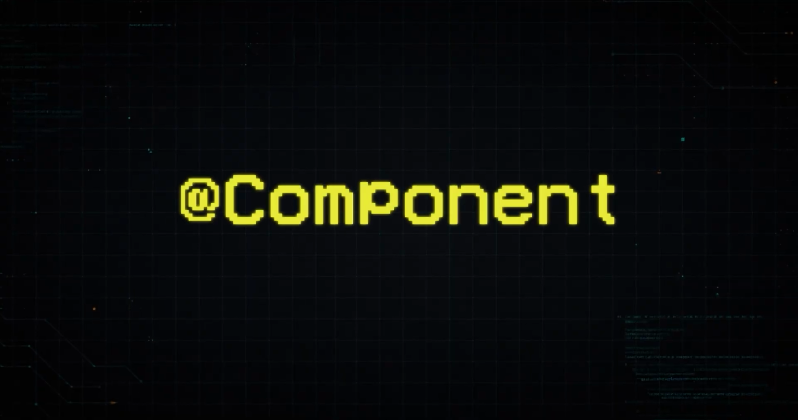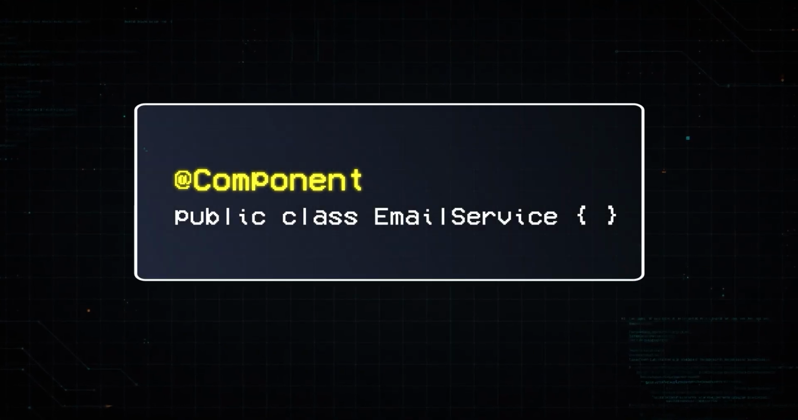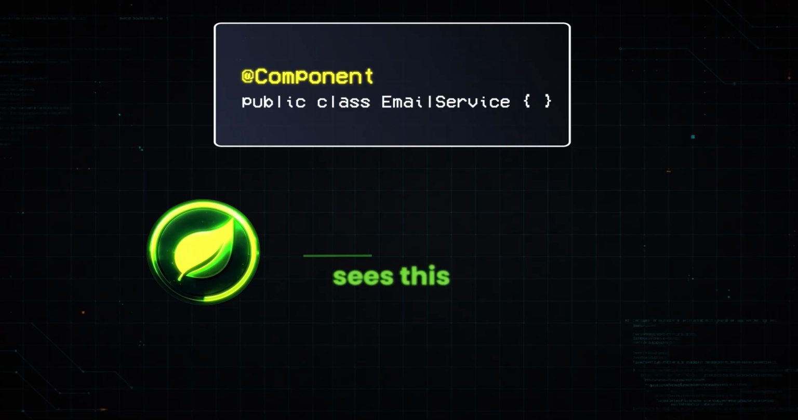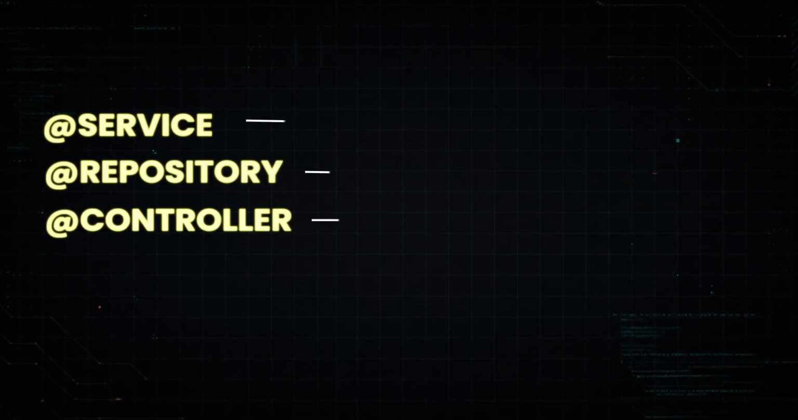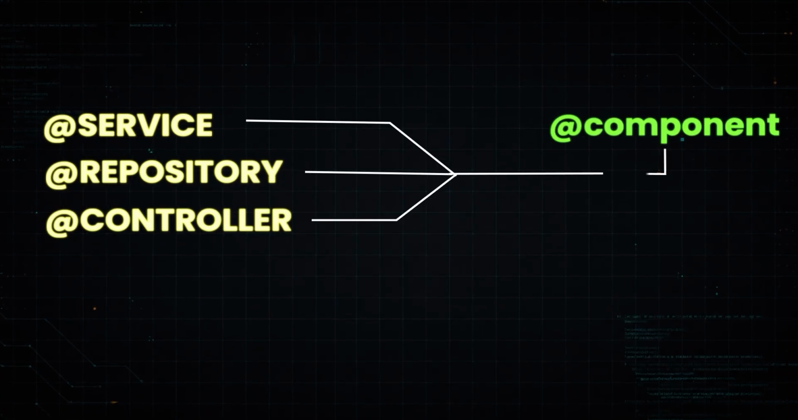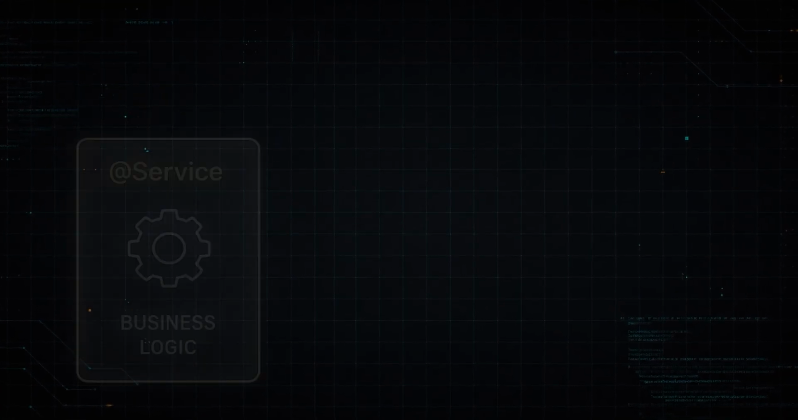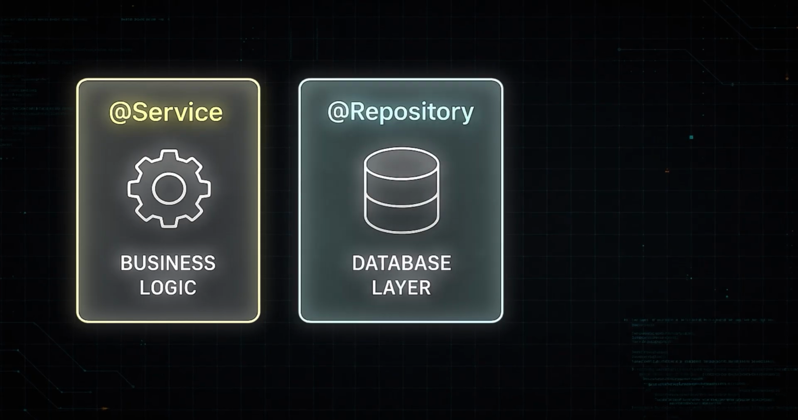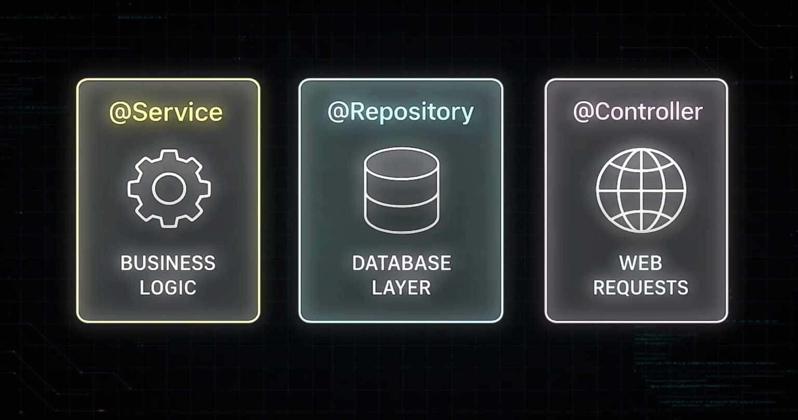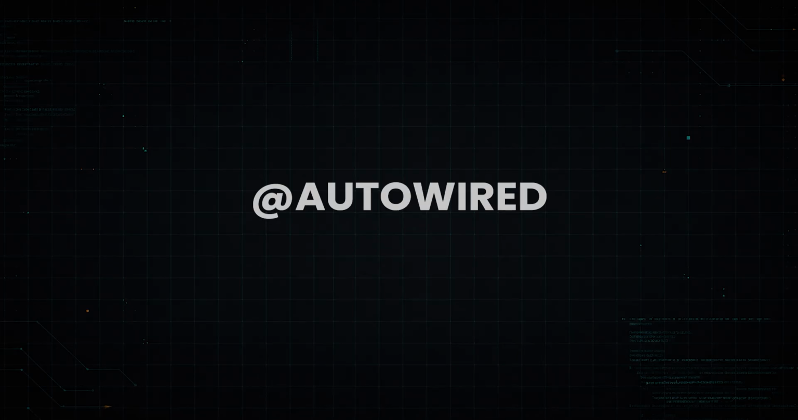Let's go through the ones which you'll use constantly. @Component, the base annotation. It marks a class as a Spring managed bean. Spring sees this, creates one instance, and keeps it ready for you. @Service, @Repository, @Controller, these are all just components under the hood. They're just distinct with names.